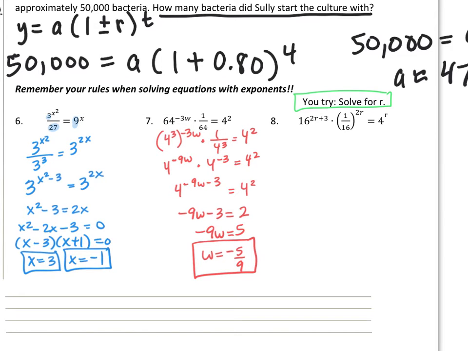I see we have 16 and we have 4, and 4 squared is 16. So this actually would be 4 squared to the 2r plus 3 power times, I'm going to just write it as 4 to the negative 2 to the 2r power, 4 to the r power. So this will be 4 to the 4r plus 6 times 4 to the negative 4r. If I add those exponents, oh wow, that gives me 4 to the 6 equals 4 to the r. So r has to be 6. That wasn't so bad. All right, very good.